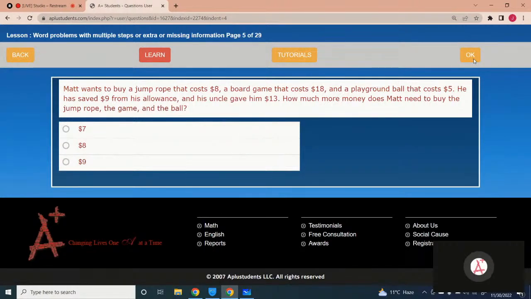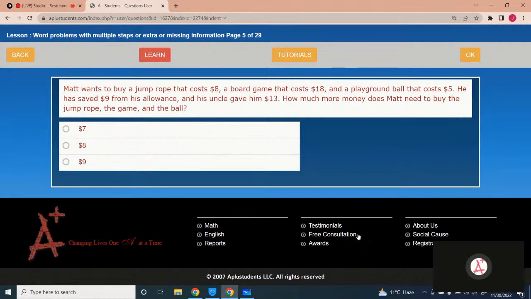Okay, the next one is: Matt wants to buy a jump rope that costs $8, a board game that costs $18, and a playground ball that costs $5. He has saved $9 from his allowance and his uncle gave him $13. How much more money does Matt need to buy the jump rope, the game, and the ball? Got it? Okay, first just calculate the total amount for the jump rope, the game, and the ball.